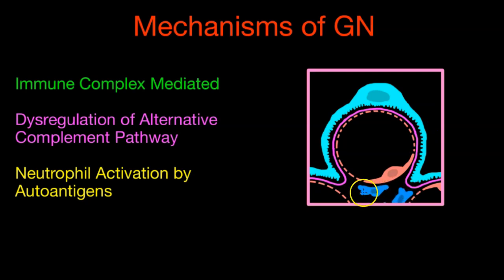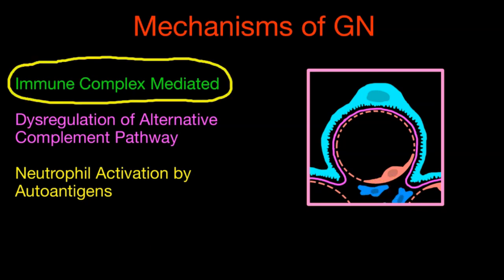And then down here is the mesangium. And so I've drawn a few mesangial cells, and they're sort of the glue that's holding everything together. So we're going to talk about the main mechanisms for glomerulonephritis, and the first one is immune complex mediated disease.